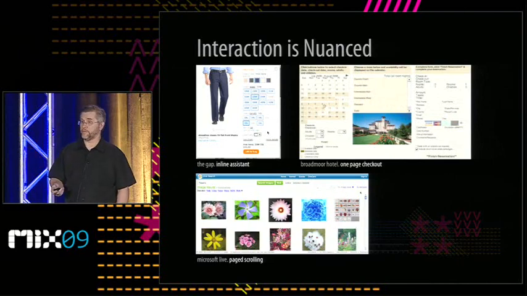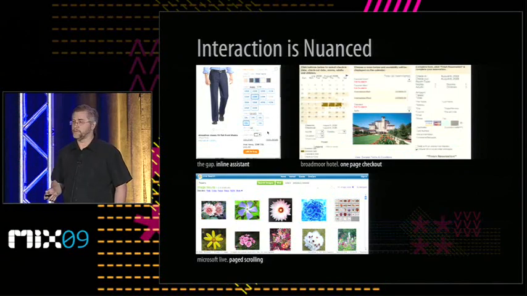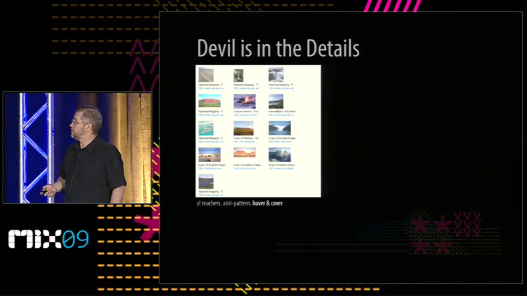This is an older example from Broadmoor Hotels, a one-page checkout. But as you're doing things, the different panels are all responding to what you're selecting as you go through the checkout process for a hotel. Again, these things are nuanced and require a lot more detail.